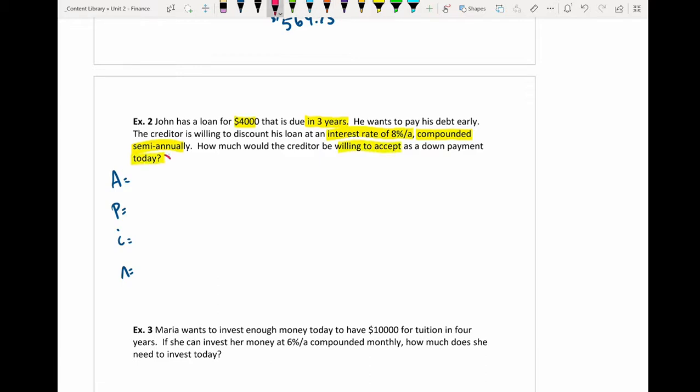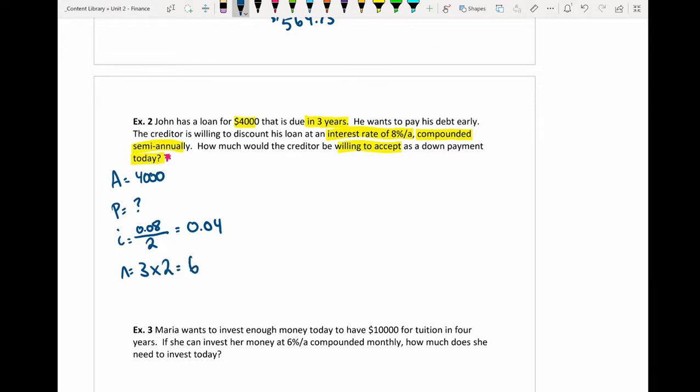So again, today is that key phrase, because that means that we are looking for the present value. So now going back, that means 4,000 is what we want to have in the future. Our present value, we don't know. The I value, we know the interest rate per year is 8%, but I'm going to divide that by 2 because it's semi-annually, my compounding periods. So it's 0.04. And my N value is 3 years times twice a year, which is 6.